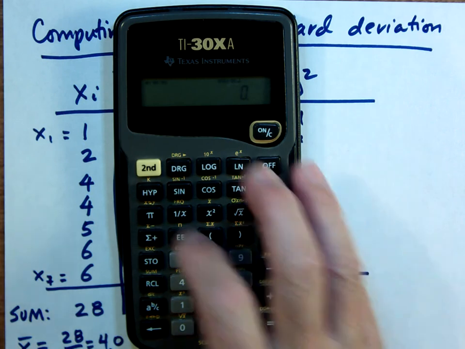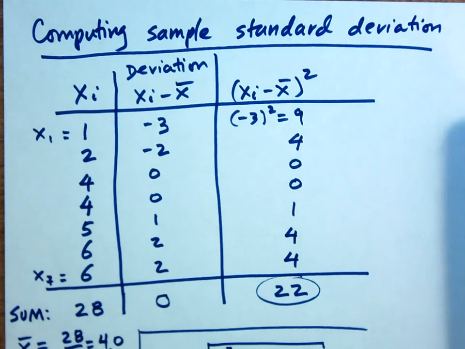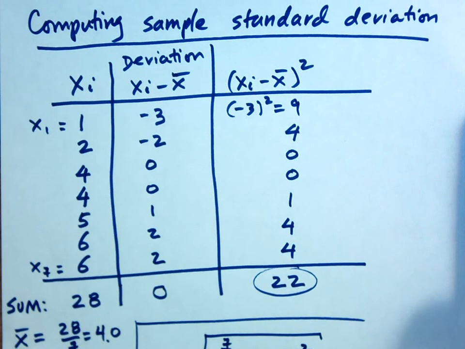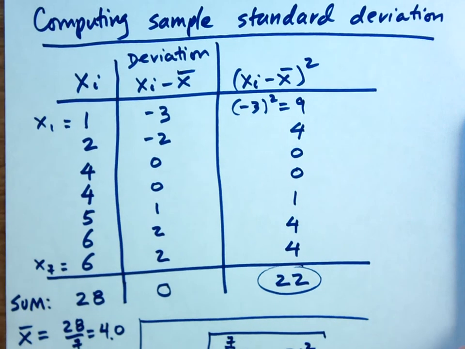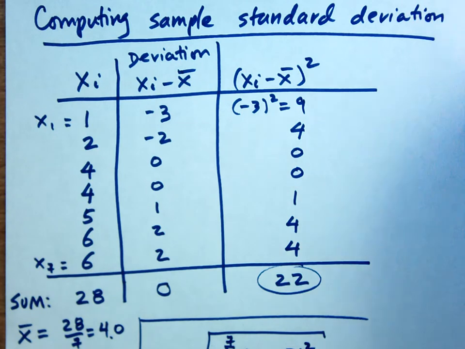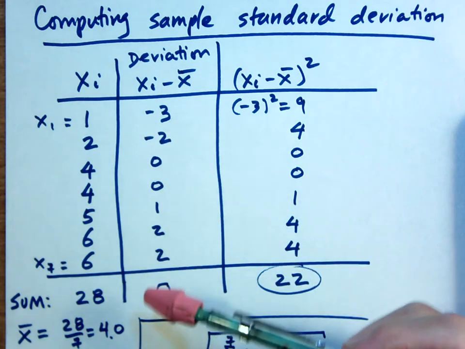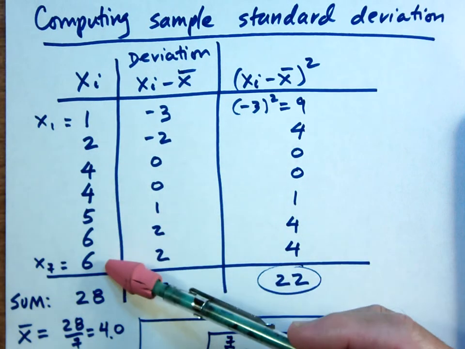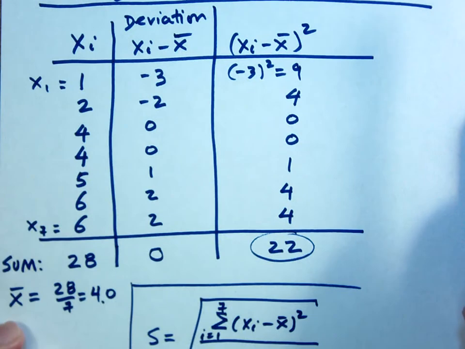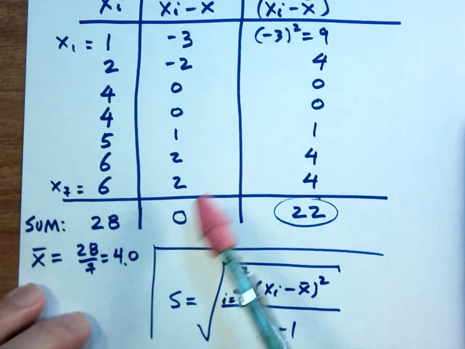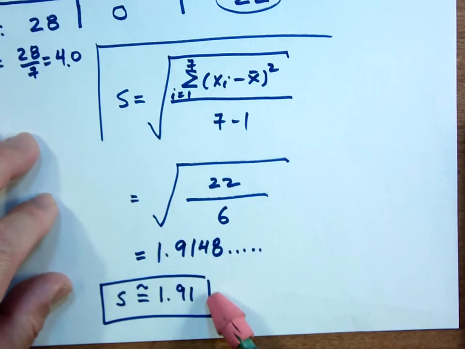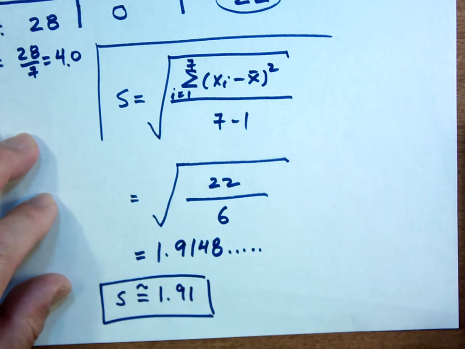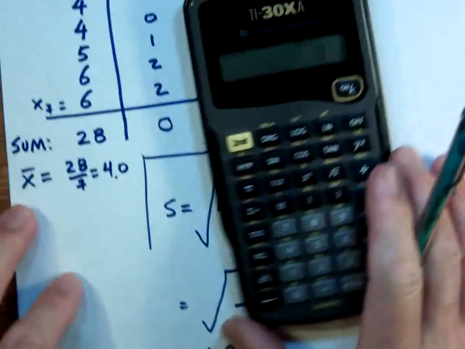It's not as powerful as some of the later models, but it will do the job that we need to compute. The data that I'm going to use should look familiar, because it is identical to the data from one of my previous videos, where I computed the sample mean of these 7 data, x1 through x7. We found the sample mean was 4.0 and the sample standard deviation was about 1.91. So let's see if we can obtain the same result by using this calculator.